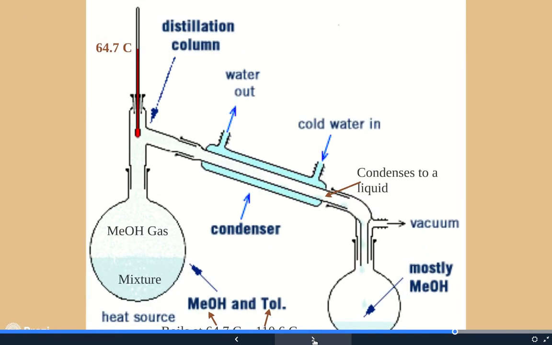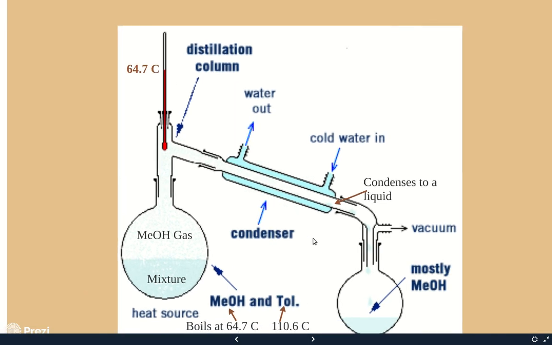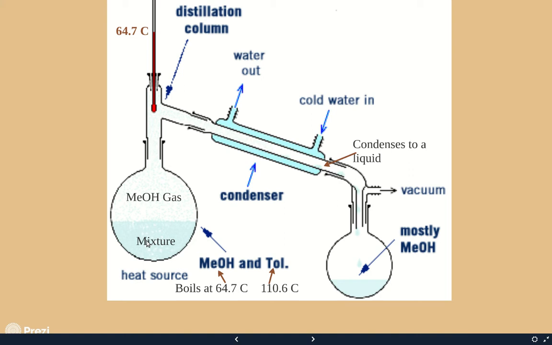I'll talk a little bit more about distillation, but it's not all that important for you. I like this picture a little bit better because it shows you the separation. So inside this mixture we would have methanol and something else. And we heat it up until the methanol becomes a gas. Methanol and toluene, that's what TOL is. So methanol and toluene are in this liquid.